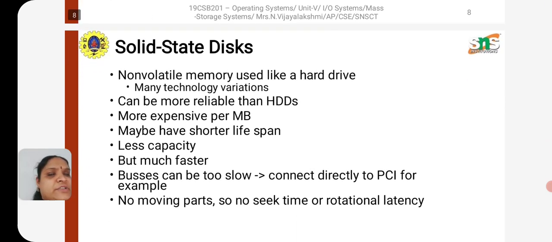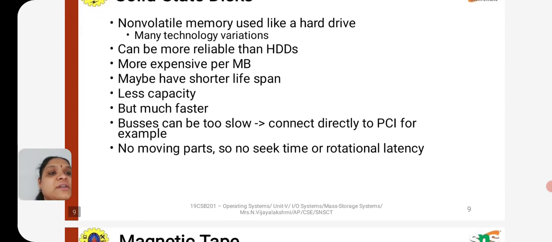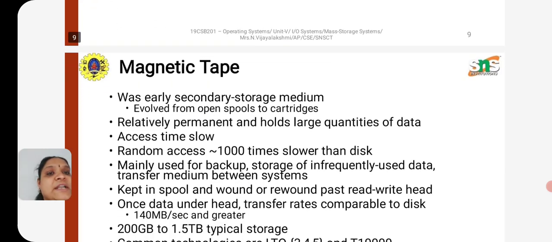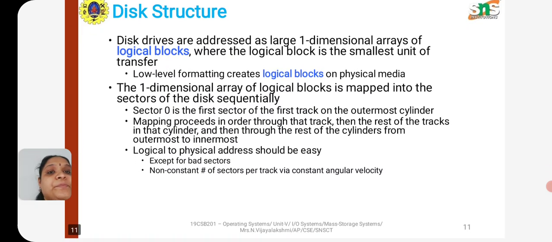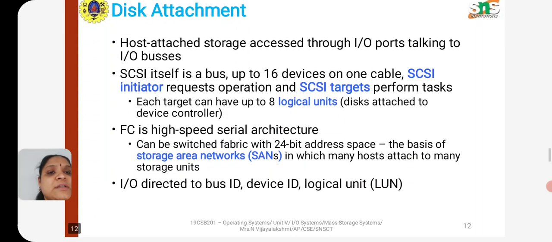Solid state disk is a non-volatile memory which is used like a hard drive and can be more reliable than HDD. It is more expensive per MB, may have a shorter lifespan, and has less capacity, but it is much faster. So these are the characteristics of solid state. And then magnetic tape, which is the oldest one. And disk structure we have already seen.